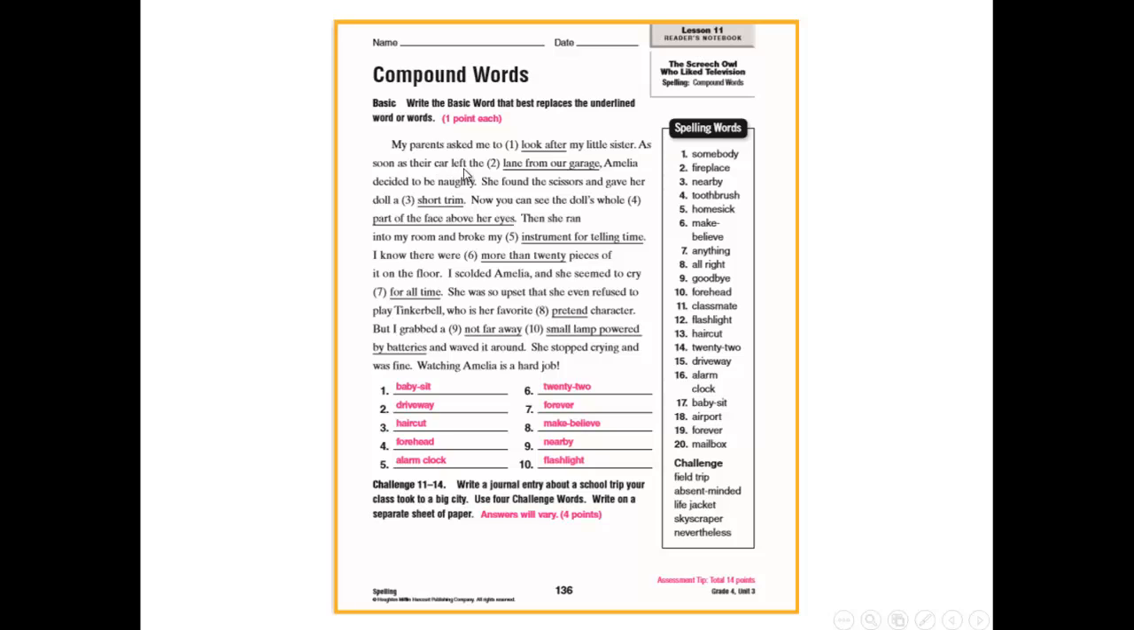As soon as their car left the lane from our garage, it means the road from our garage, or the way from our garage. What do we call this? We call this the driveway. Amelia decided to be naughty. She found the scissors and gave her doll a short trim, or a shortcut. So the answer will be a haircut. Now you can see the doll's whole forehead, great.